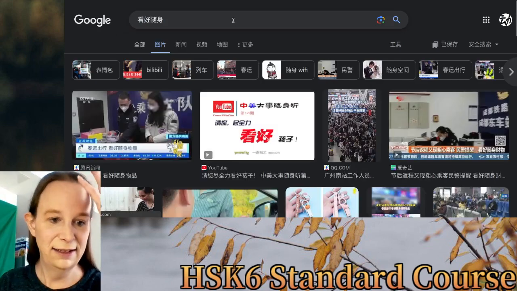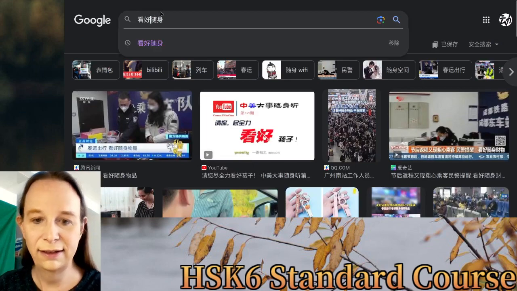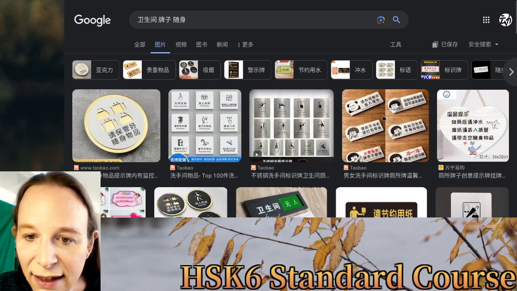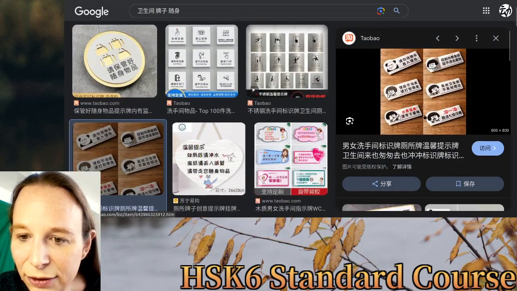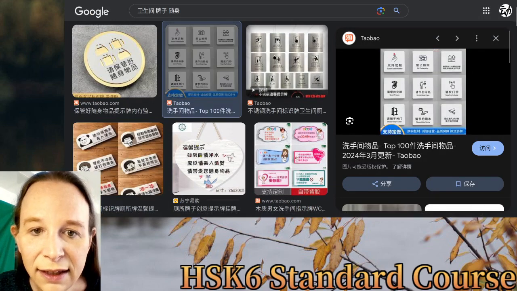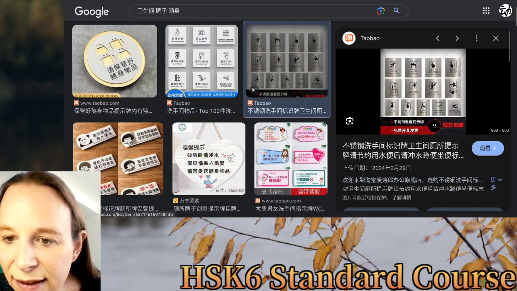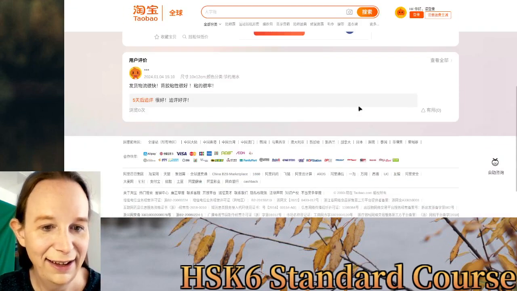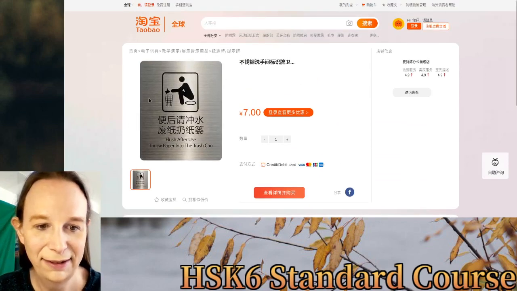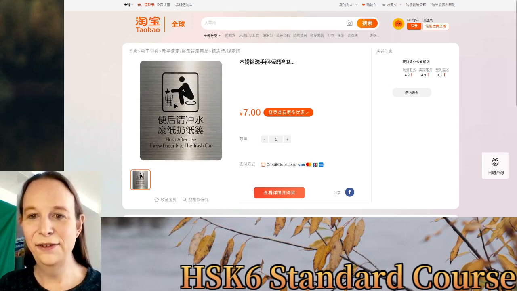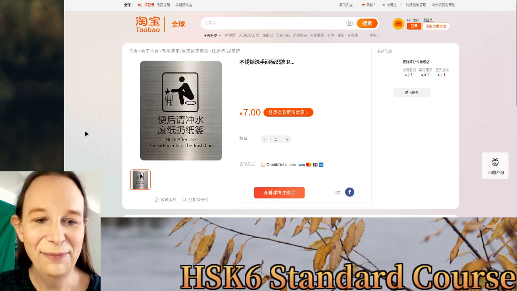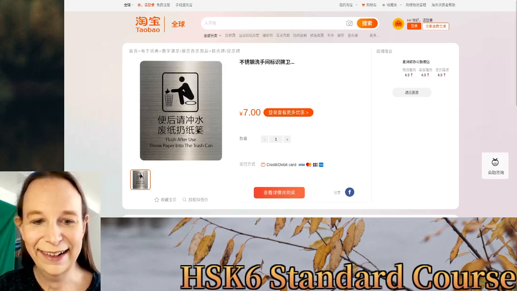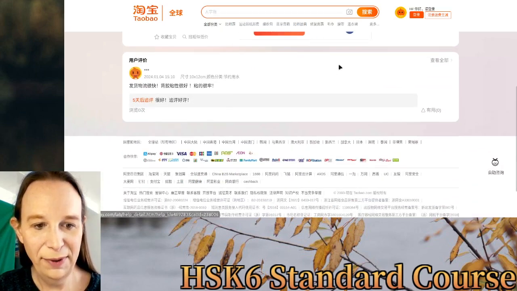Weisheng jian. Okay. It's like a sign. These are the signs you find in bathrooms in China. Where are the other ones? There was a whole bunch of other ones. That's not the one I want. Bian Ho. This Bian is like a euphemism for urinating and defecating. Bian Ho qing chong shui. This character I only ever see in the bathroom. But where are the other ones? I want the other ones.